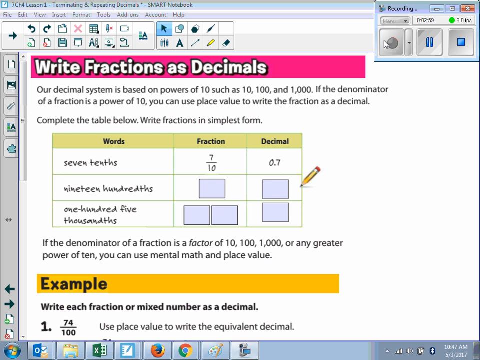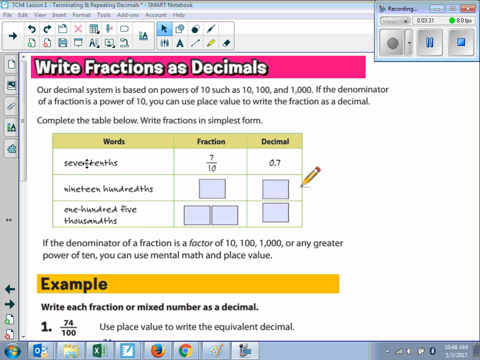All right, so we're going to write fractions as decimals. I know this part is in the example part, but I want you to write some of these down, okay? Our decimal system is based on powers of 10, such as 10, 100, and 1,000. If the denominator of a fraction is a power of 10, you can use place value to write the fraction as a decimal. So here, for example, we have 7/10. You guys remember when a long time ago we did the read it, write it, and then simplify it. This is part of that, okay?